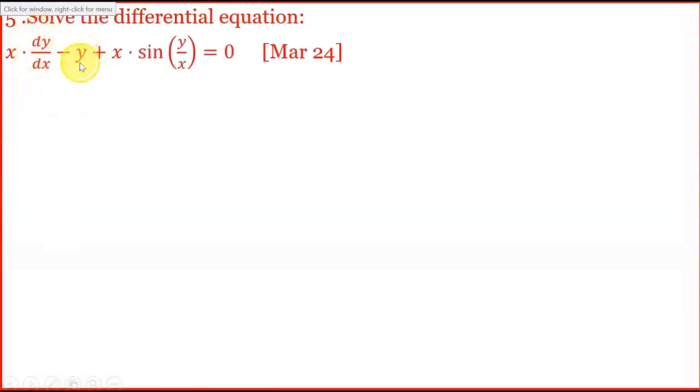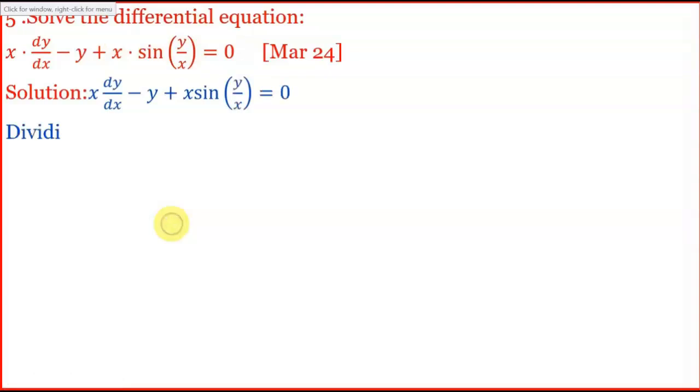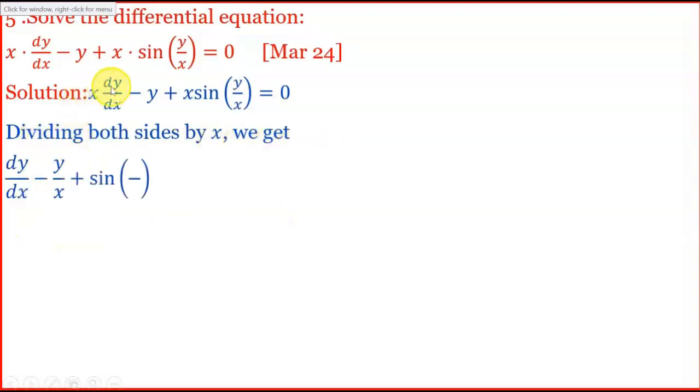Now next, solve the differential equation x into dy by dx minus y plus x into sine of y upon x is equal to 0. This question was asked in the March 24 examination. Dividing both sides by x, you will get dy by dx. Here x will get cancelled. You will get dy by dx equals y upon x, and if you divide by x, then plus sine of y upon x is equal to 0.